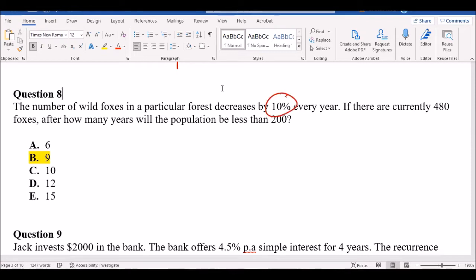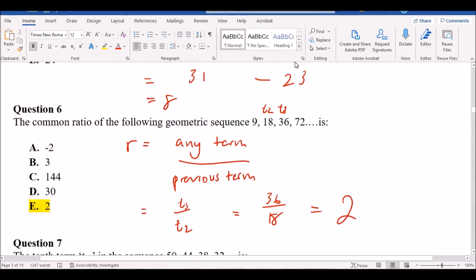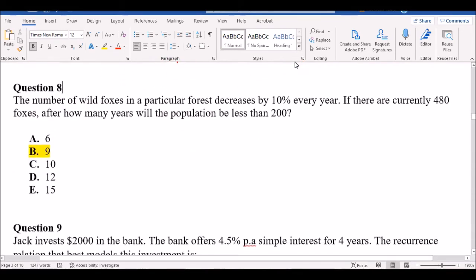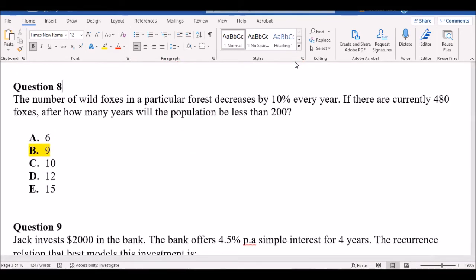So if it's decreasing by 10% each year, that means it's multiplying by a certain number, where it's going to be decreasing each time. It's not decreasing by the same amount, like what we thought it would be for an arithmetic. This is a geometric question, because it's decreasing by a percentage each year. So if that's the case, we have to think about what's the common ratio.